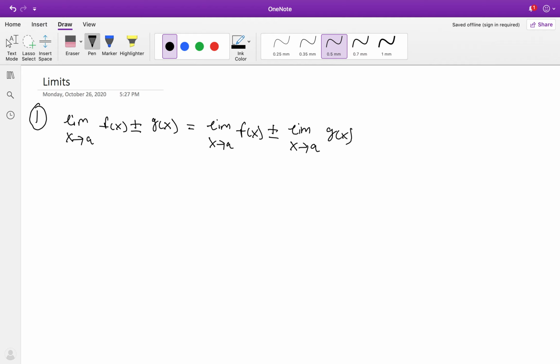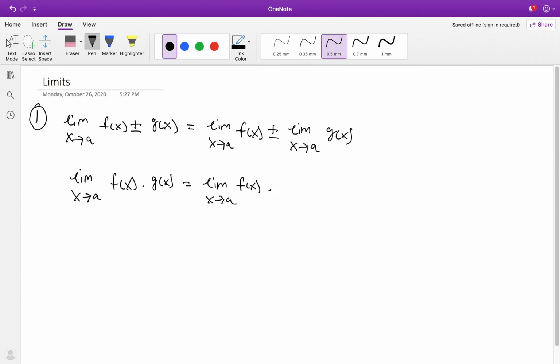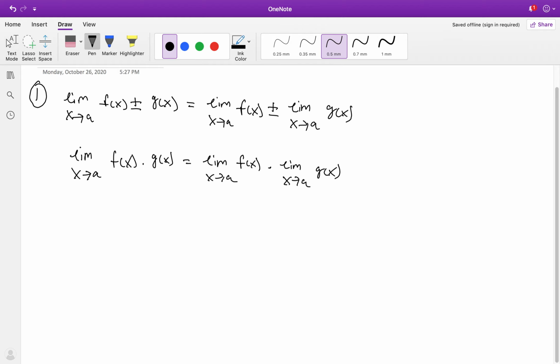Similarly, if I have the limit as x approaches a of f of x times g of x, this also works with division. I could split this into being the limit as x approaches a of f of x times the limit as x approaches a of g of x. These two will be constants, and you can just go ahead and multiply or divide them together. So yeah, limit operations are pretty simple.